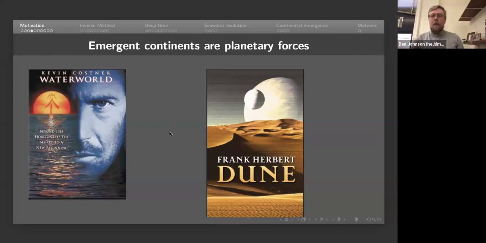But this is kind of the framework we're working with, right? Emergent crust is a big factor, right? And it can be the difference between a Kevin Costner world and a Dune-type planet here.